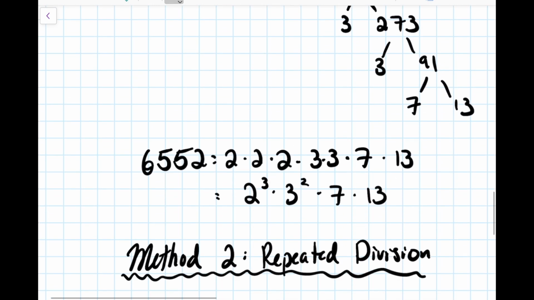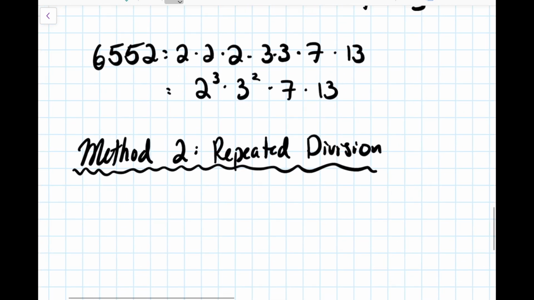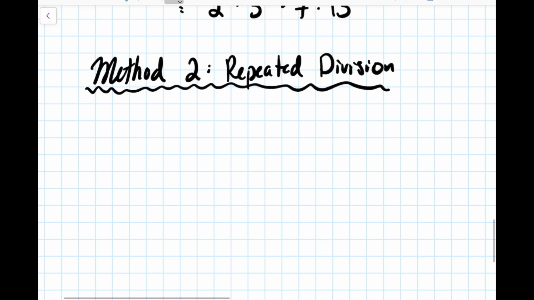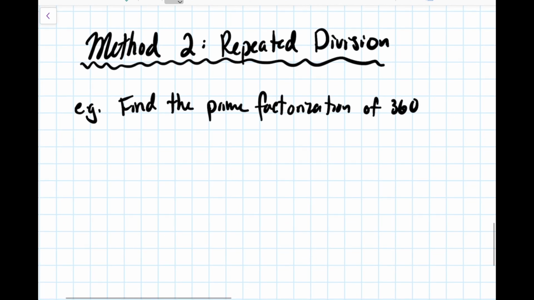Our next method is going to be really good for cases like this one that we just did, where you don't really know what it's going to work into. But let's start off with an easy one first. So we're going to find the prime factorization of, let's say, 360.